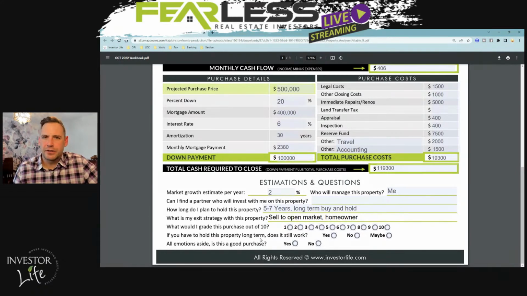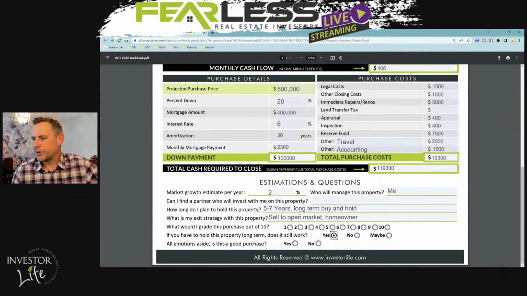What if we buy this property and our plan was to assign it to somebody and we can't assign it? Or we buy a new build in a condo building, for example, and we go to sell, well, everybody else is trying to sell at the same time. If you have to hold this property long term, does it still work? We want to answer that question. This last question we're going to come back to as well.